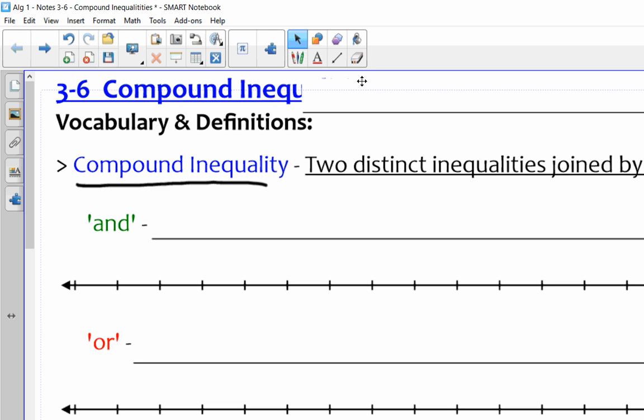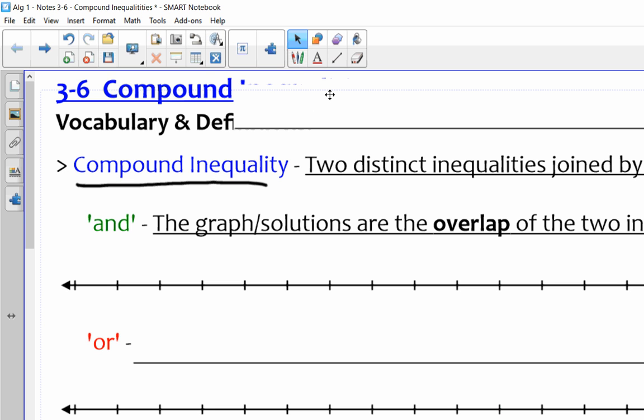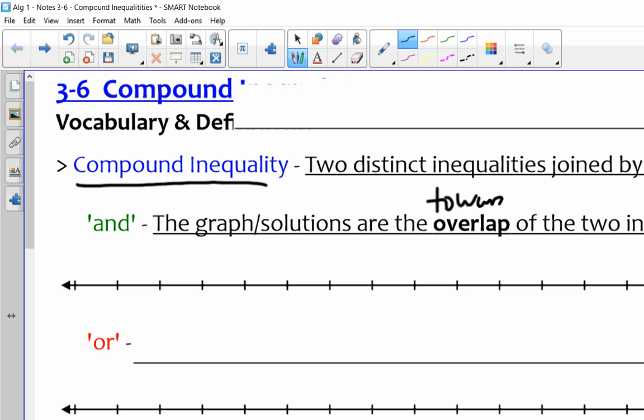The word "and": when you look at the word "and" and you're drawing a graph, the graph or solutions are going to overlap the inequalities, okay? So we're going to actually draw the lines towards each other. And so your one inequality might be going this way, another inequality going that way, so they're going to cause an overlap, and we're going to use the values that are overlapped.